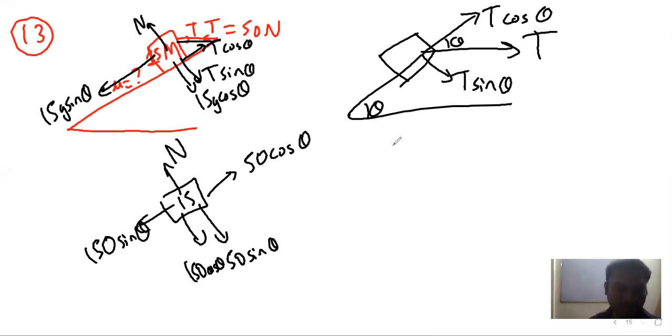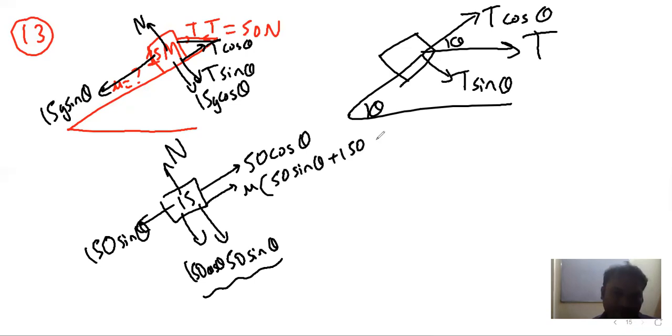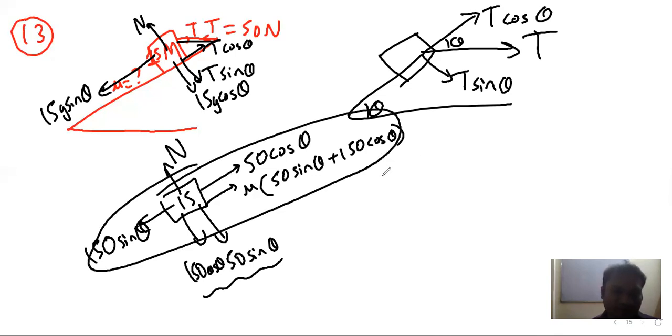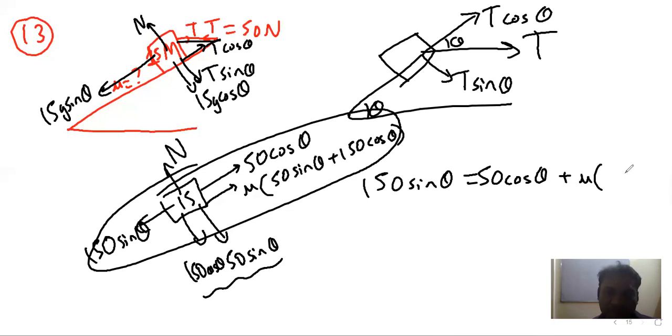We have to find the value of the coefficient of friction. The tendency of motion in this case is in the downward direction, so friction will be in the up-the-incline direction. Friction is mu into N, and N is the sum of these two, 50 sin theta plus 150 cos theta. From the force balance, I will have 150 sin theta equal to 50 cos theta plus mu into (50 sin theta plus 150 cos theta).